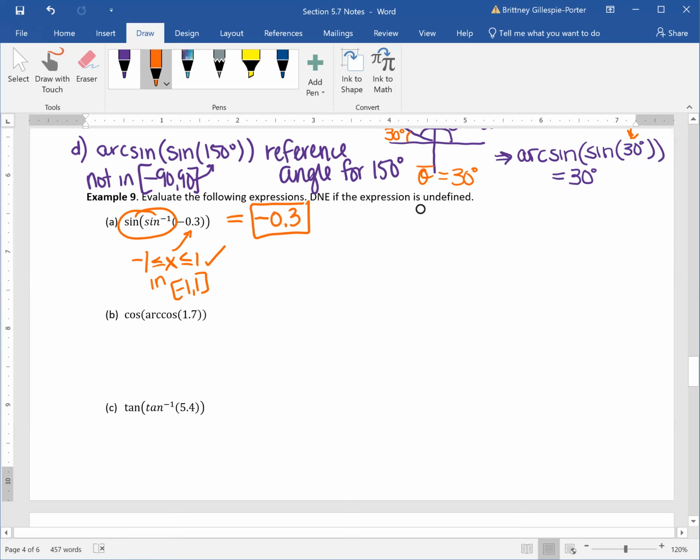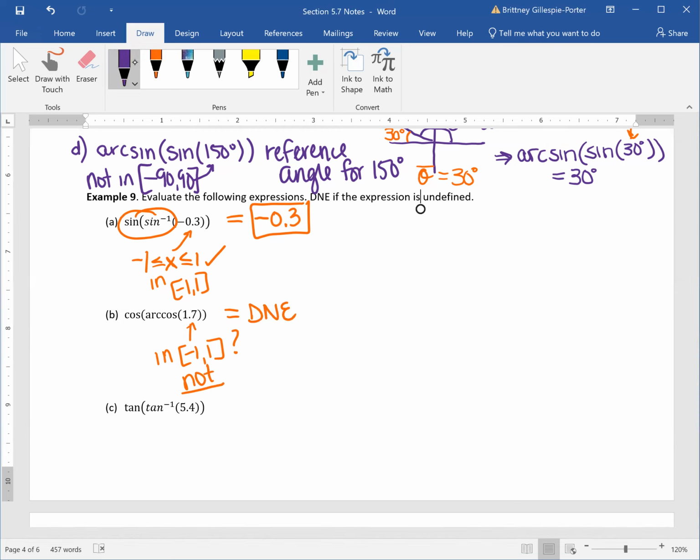The 1.7 for the cosine arc cosine. If we're doing cosine and inverse cosine, this needs to be in negative 1 to 1, but it's not, which is going to allow us to say D and E. The expression is undefined.